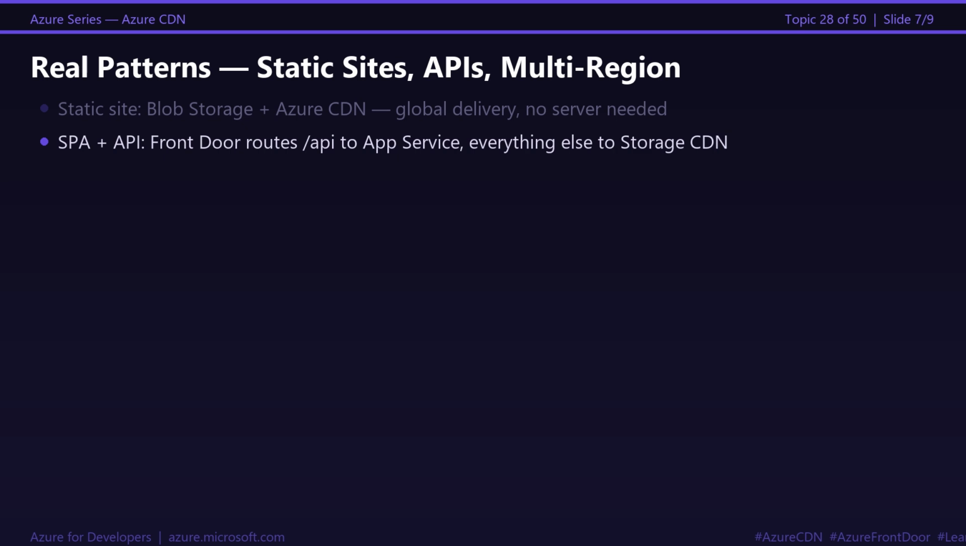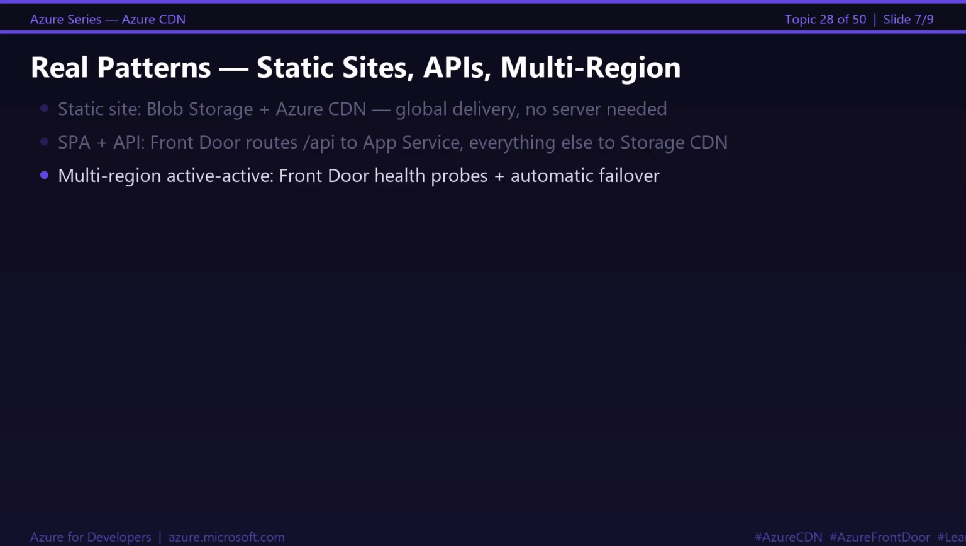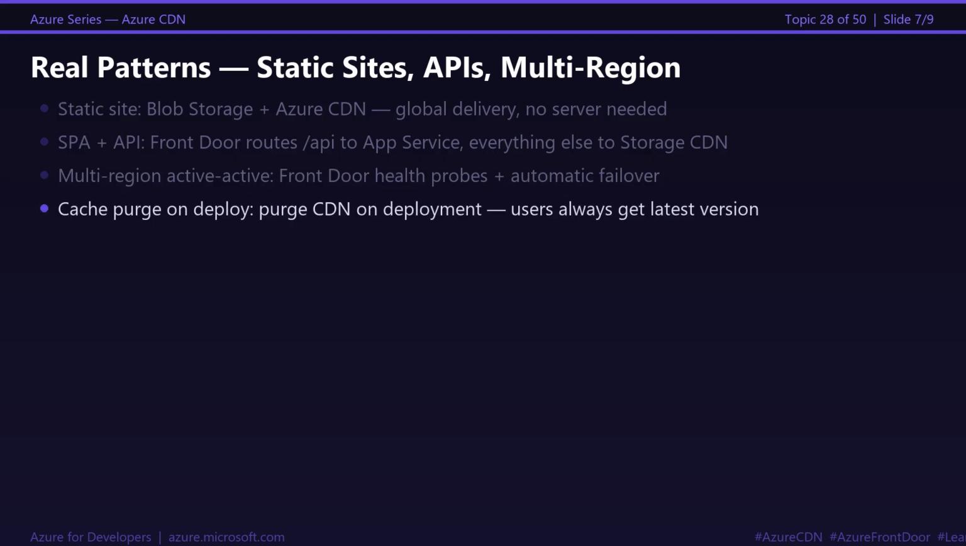Single page application with API backend. Azure Front Door handles the routing. Requests to /api route to your app service backend. Everything else routes to Blob Storage CDN, your built JavaScript bundle. One domain. 2 completely different backends. Zero complexity for the user.